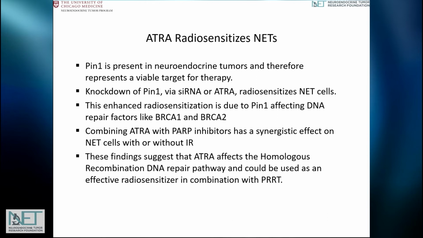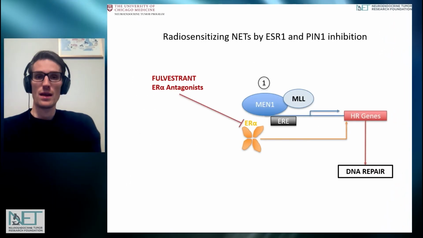So ATRA radiosensitizes neuroendocrine tumors, as we have shown in this presentation. PIN1 is a viable target for therapy as it is expressed in these tumors. The enhanced radiosensitization is likely due to PIN1 affecting DNA repair factors like BRCA1 or BRCA2 gene expression, or stabilization of BRCA1 protein expression. Combining ATRA with a PARP1 inhibitor has a synergistic effect, and these findings suggest that ATRA is affecting the homologous recombination pathway in these neuroendocrine tumor cells and therefore should be further studied.